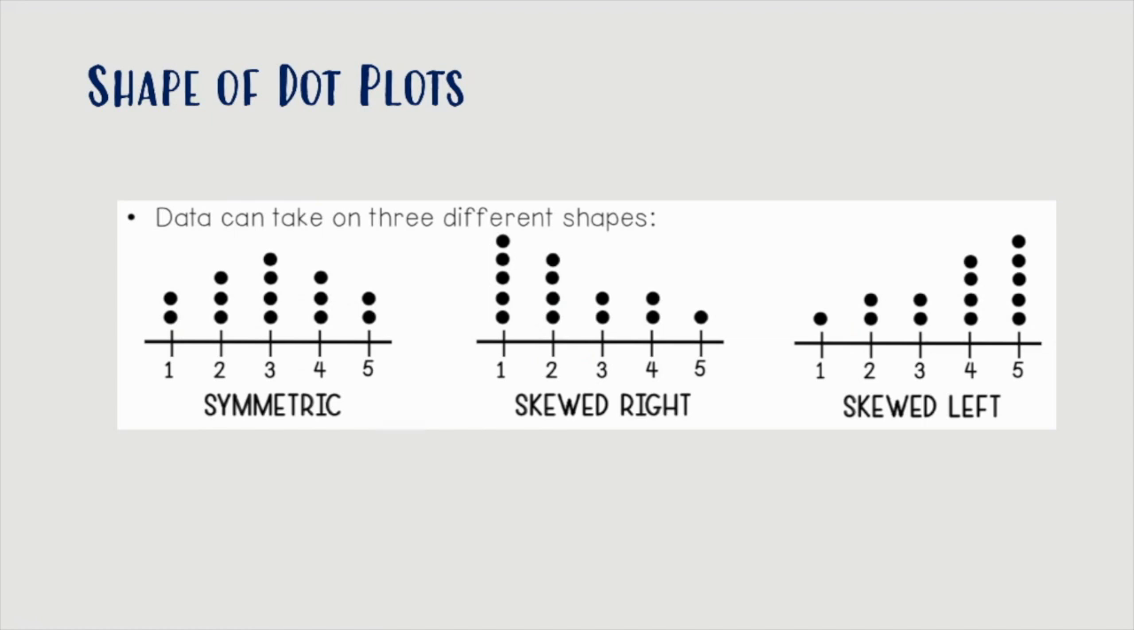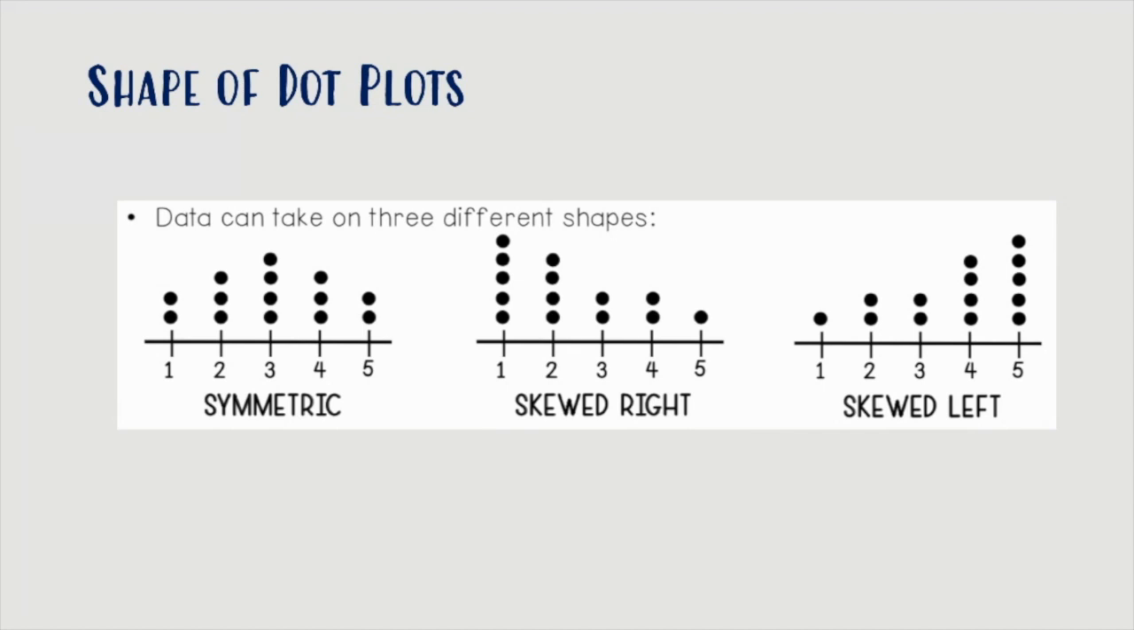We can describe the shape of our dot plots based on the way the dots are laid out on the number line. There's three different ways that they can be described. And as you move up in math, these will be called different things. But right now in seventh grade, we're calling them symmetric, skewed right, and skewed left. As you get older, you'll talk about the shape, specifically how they're bell shaped or not, and what they mean. But for now, we're just going basic.